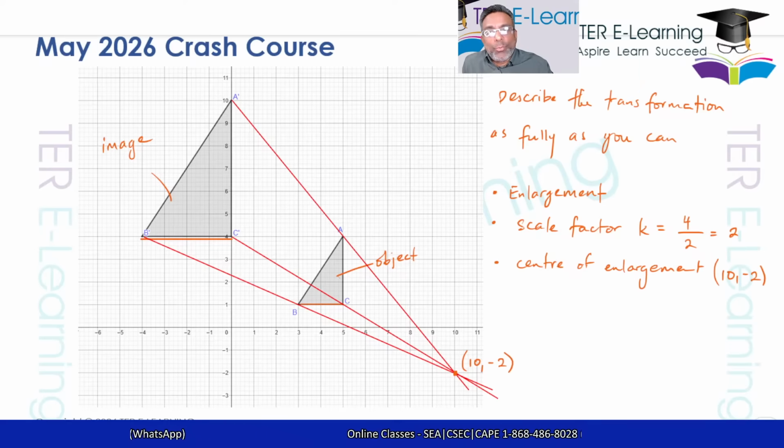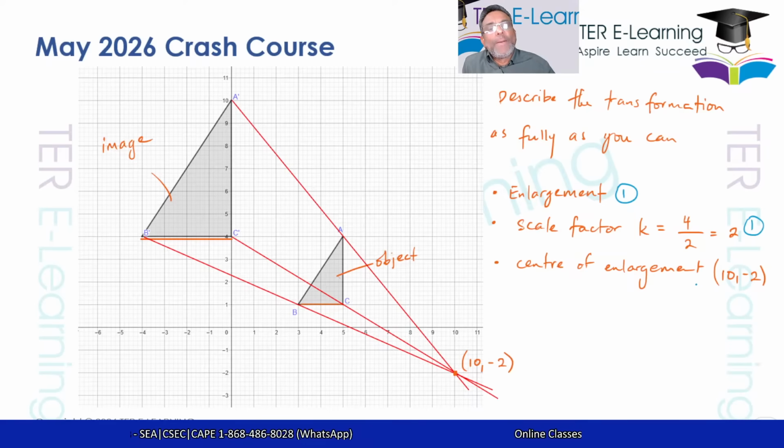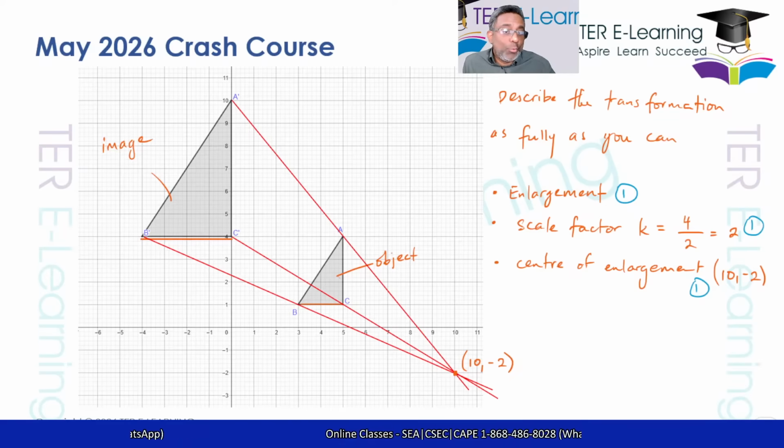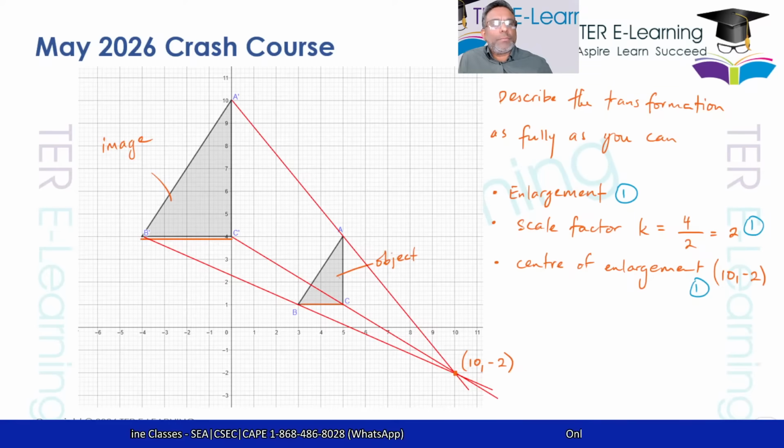So guys, you want to get your marks for this here to describe the transformation. Yes, we know it's an enlargement. Yes, we must indicate the scale factor. And you must specify the center of enlargement. If you only say enlargement there, you're only going to get 1 mark. Yeah? Only 1 mark. So that's 1.